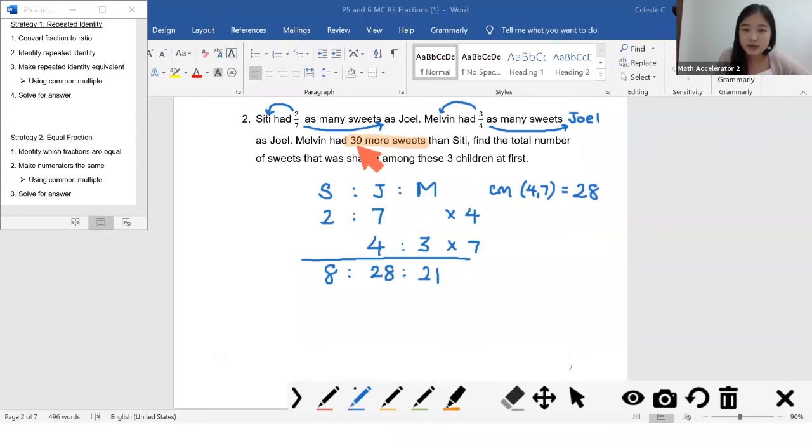Let's look at our keyword. 39 more sweets. Melvin has 39 more sweets than Siti. So Melvin, looking at your ratio here, has 21 units. And then Siti, 8 units. More sweets means difference.